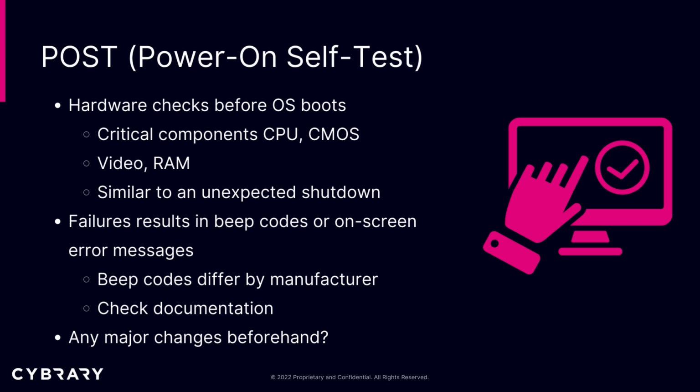These beep codes will be audible, or there will be a display on the screen showing what the issue is. It could be a keyboard or a mouse that's not connected. It could be your RAM, where the memory on the system is not reporting correctly. You will get an error code of some sort, either on the screen or audible.